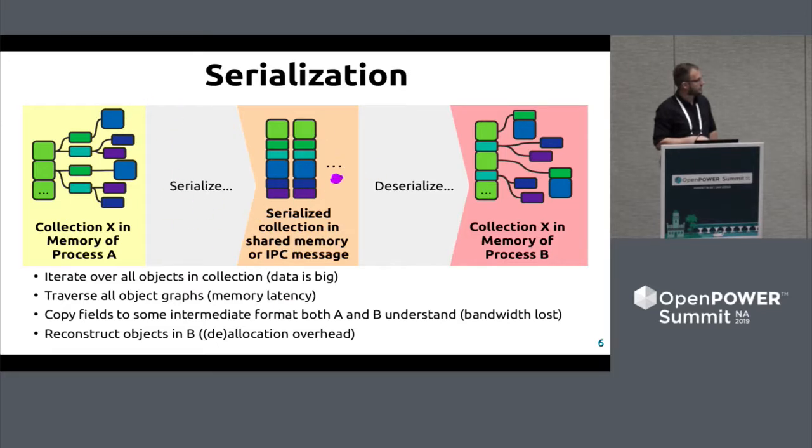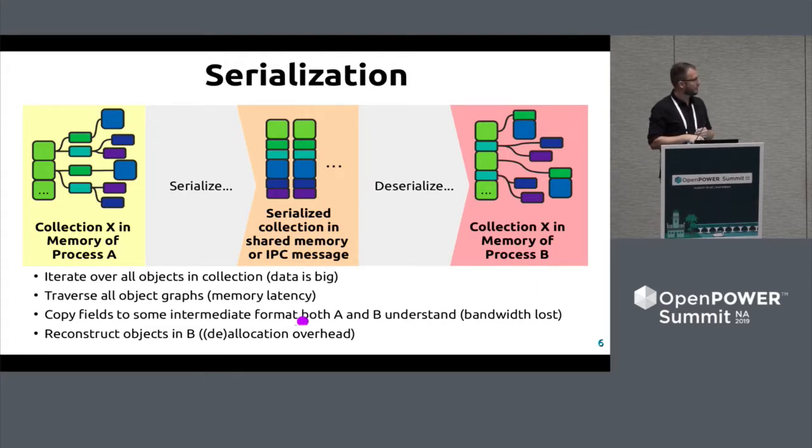We store it in some sort of intermediate format, maybe, or already in the desired format. That's also possible, of course. We put that in an IPC message or in some shared memory, and then we deserialize it back into the language runtime that is the destination of the data. Or maybe we deserialize it into something that the FPGA can use. But this is pretty costly, right?